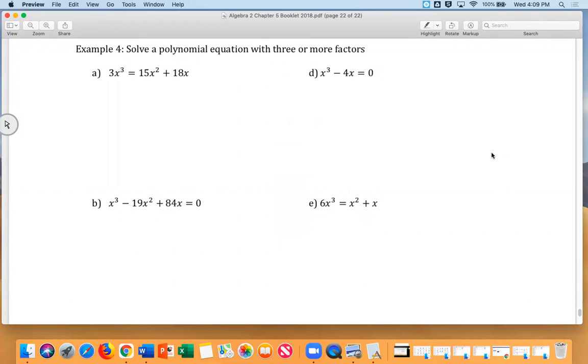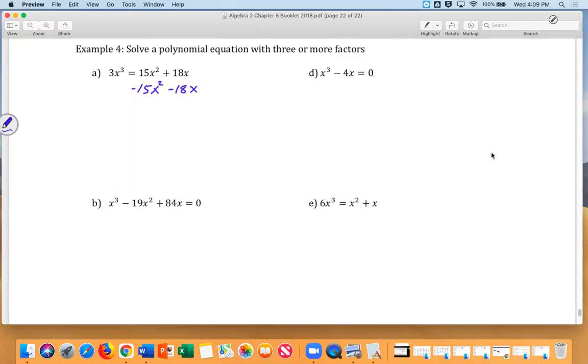All right, now I told you that the exponent dictates how many answers I have. Well, now I have polynomials with an exponent of 3. So it means I have 3 answers. First step, get everything to one side. Doesn't matter what side. It just matters that your leading coefficient is positive. You don't want it to be negative.